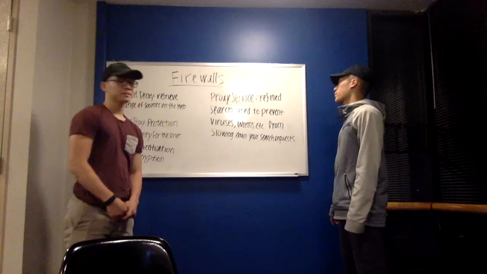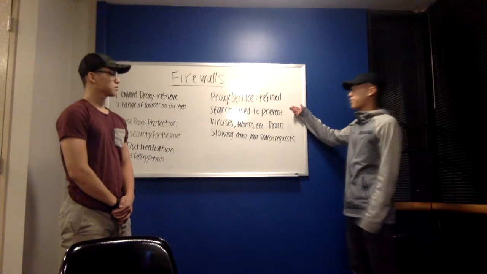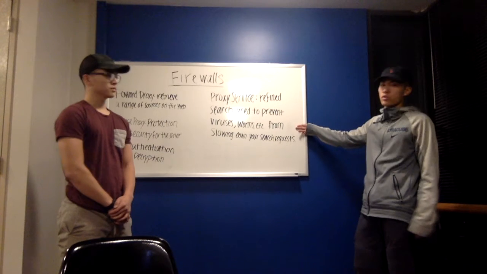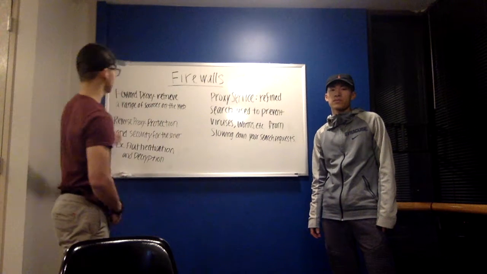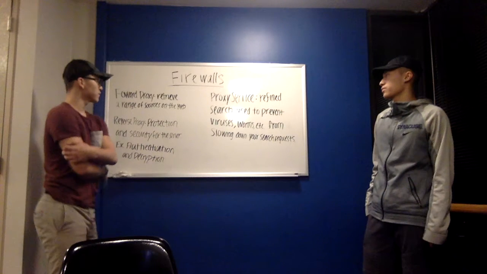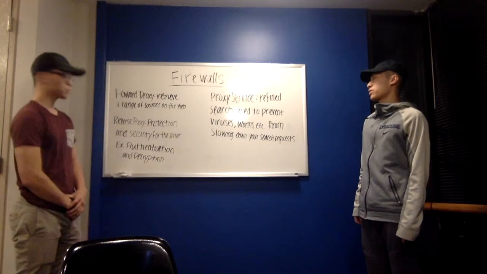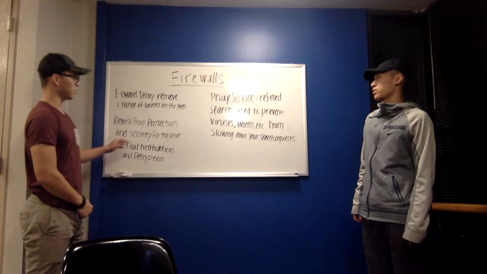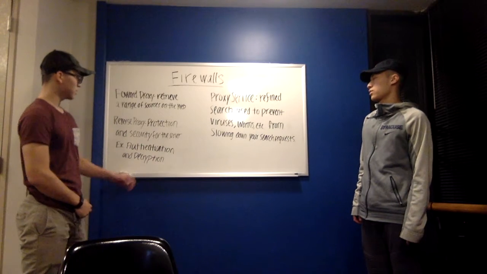The second way is proxy service, and basically proxy services are a refined search used to prevent viruses, worms, etc. from slowing down your search results. And there are two types of proxy services. There's a forward proxy, which retrieves a range of sources on the web, and the second one is a reverse proxy, which provides protection and security for the server. An example is authentication and decryption.